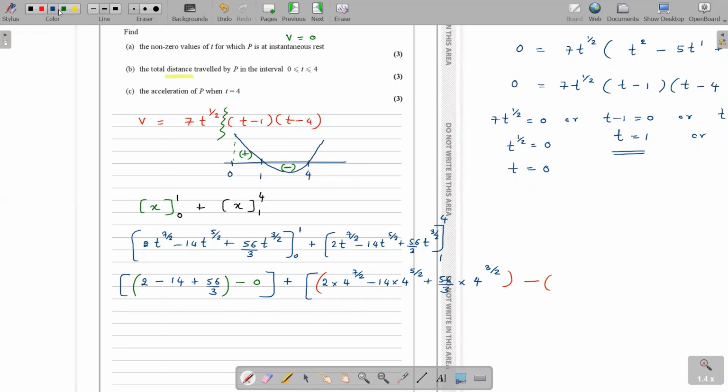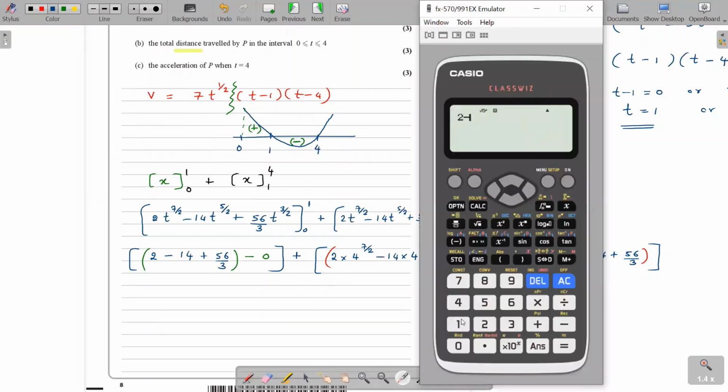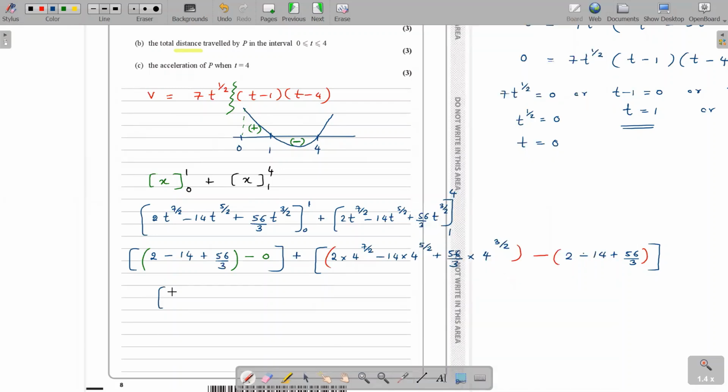Input 1 here. 2, 1 to the power 7 over 2 is 1, minus 14, 1 to the power 5 over 2 is 1, plus 56 over 3, 1 to the power 3 over 2 is 1. Okay, can I know the value here? 2 minus 14 plus 56 over 3 gives me 20 over 3 from the first bracket.